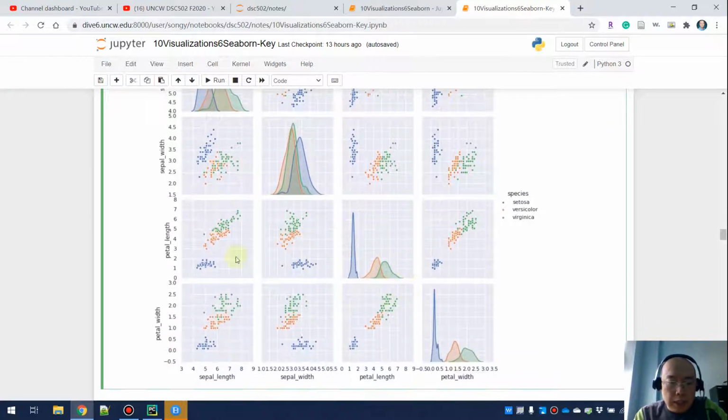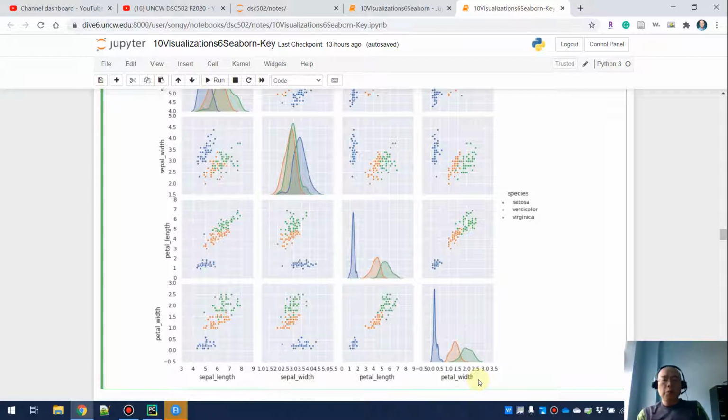But for the last two, the petal length and the petal width, by using those two features they are kind of separable, even though we can't do a perfect job. But if we have to pick one feature to separate the green species versus the orange species, I would pick the petal width.